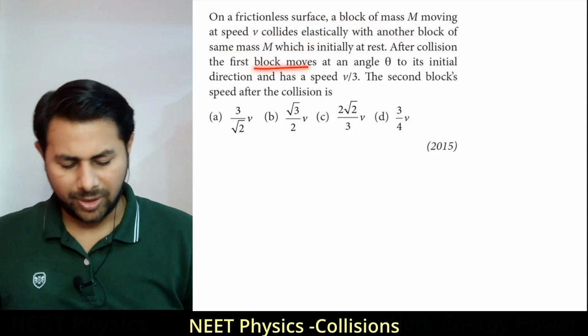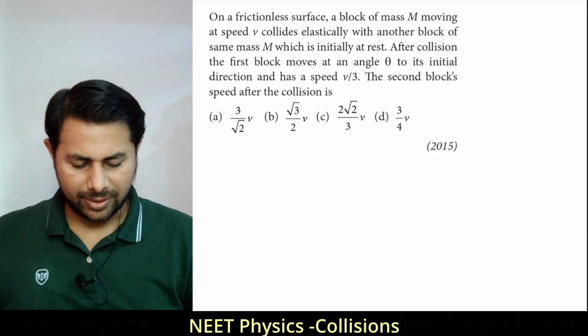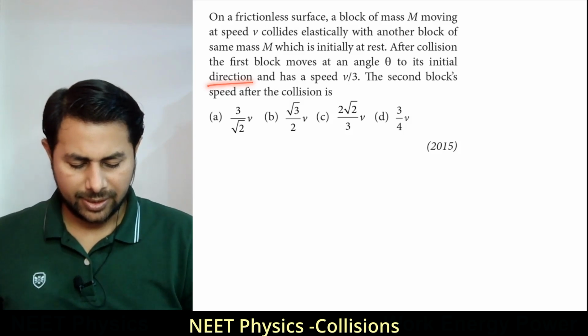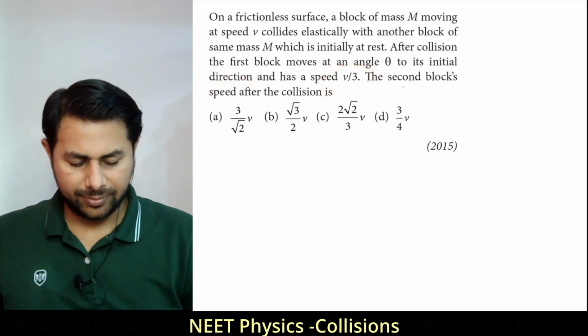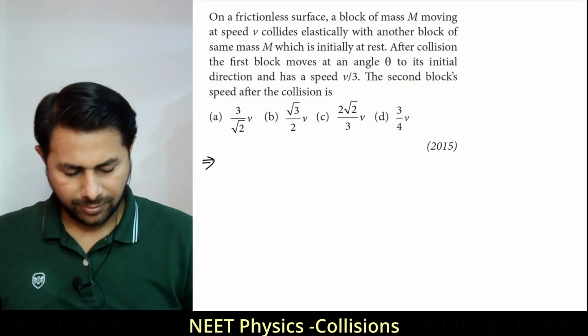After collision, the first block moves at an angle theta to its initial direction and has speed v by 3. The second block's speed after the collision is, tell me.